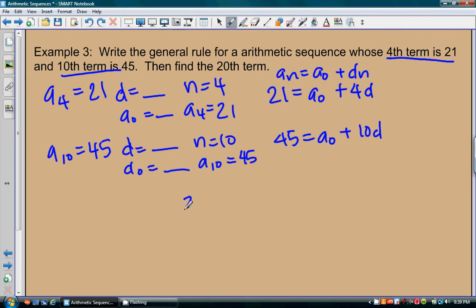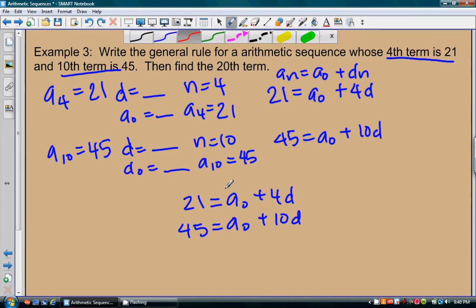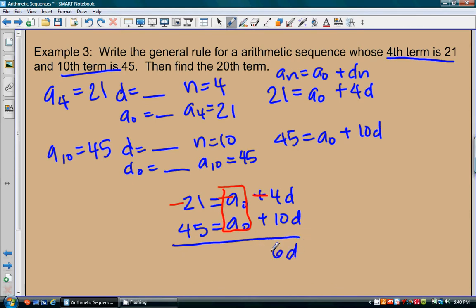Now it's just a matter of solving the system. And the easiest thing to do is just to change the sign on one equation, because what I'm trying to do is really just cancel out the a sub 0s. Now, at this point, we add straight down, and we're going to get 60 equals, the a sub 0s cancel, 24, which means our d value is 4.